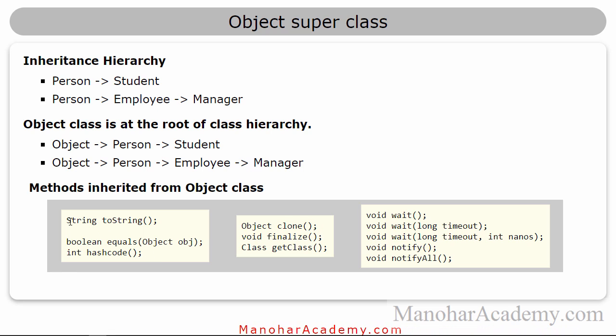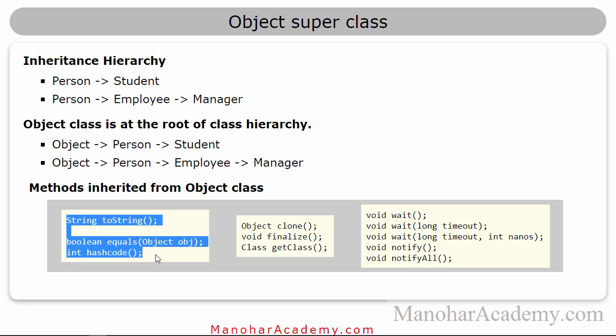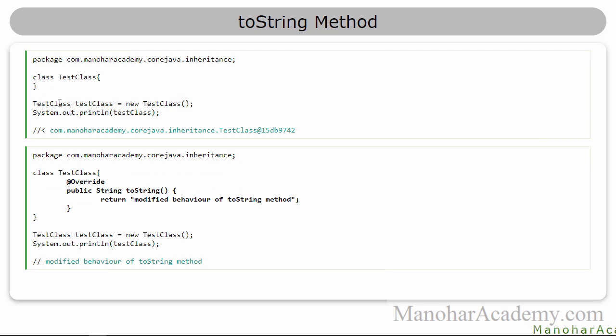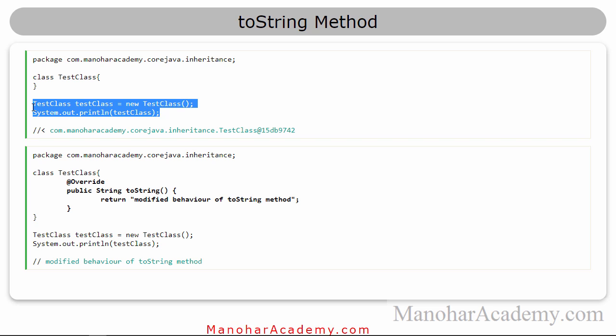Okay, coming to the three important methods, that are toString, equals, and hashCode. We have been seeing toString from the very first lesson on classes. Okay, let's see toString one more time. Here we have a class called TestClass. It is in so and so package, and here I am creating an object of that particular class and I am printing that object.